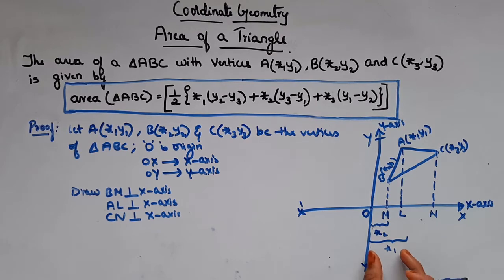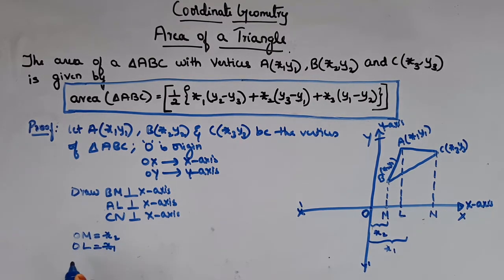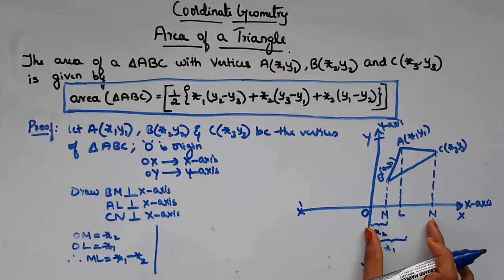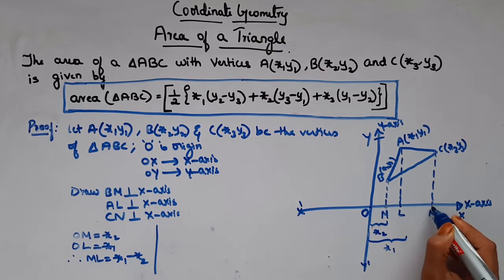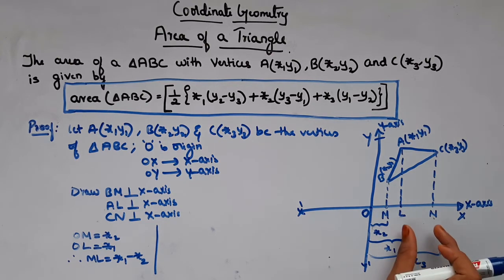Then what is ML? So ML is nothing but x1 minus x2, right? Okay, first let's write that. We have OM is equal to x2, right? And OL is equal to x1. So therefore, your ML is x1 minus x2, right? Similarly, here what is ON? N is a point on the x-axis. So here we have (x3, y3). So your ON is x3, right?